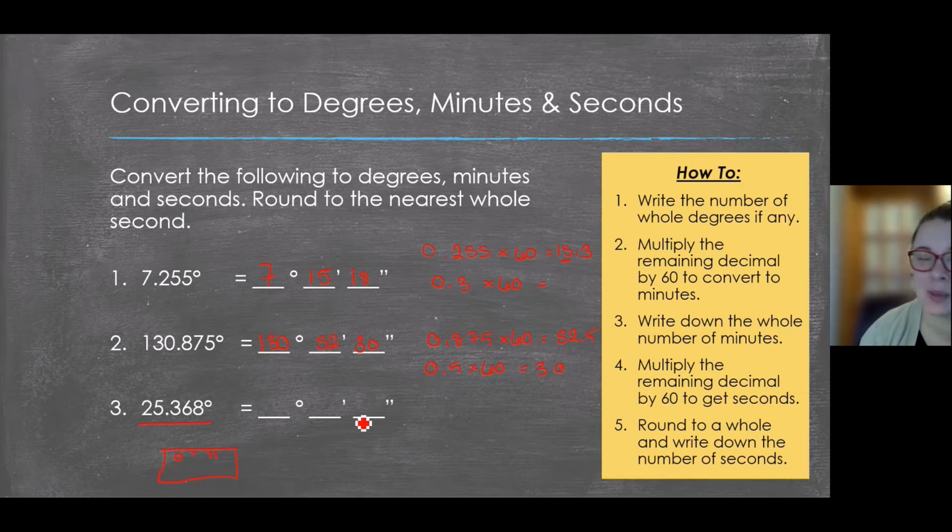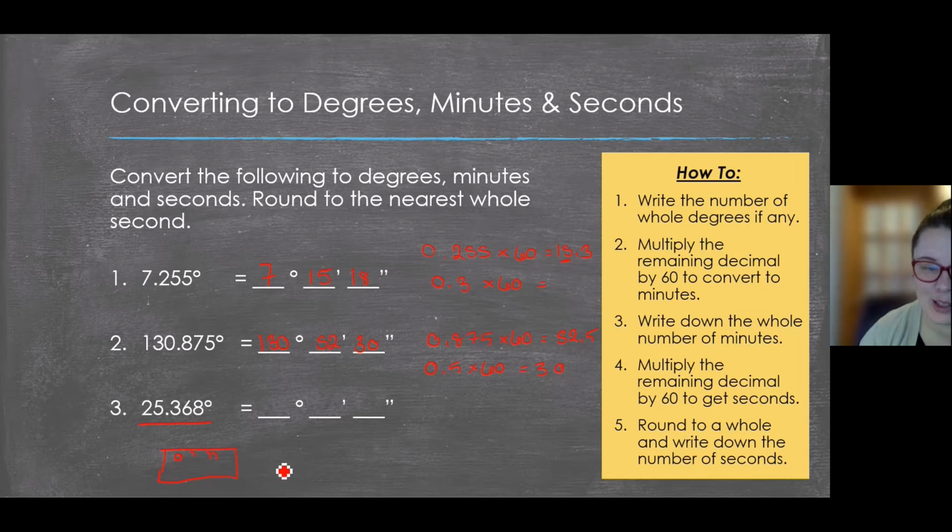I want you to hit that button and press equals. So we're going to press in 25.368, and if you have your trade math calculator with you, you're going to press the button that shows the degree sign, the minute sign, and the second sign.